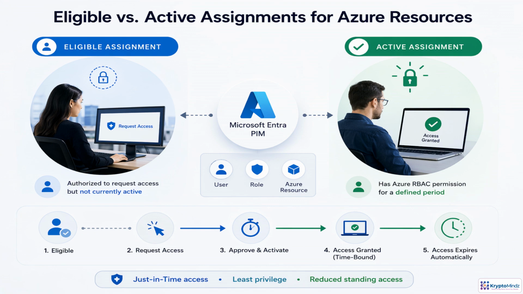Think of an eligible assignment as permission to ask, not permission to act. The user is trusted for a role, but the privileged rights are not currently turned on. When a real task requires access, they request activation through PIM, satisfy the required controls, and become active for a limited window. Active means the Azure RBAC permissions are usable right now. When the window expires, that access ends automatically. This is how PIM supports just-in-time administration while keeping least privilege as the default state.